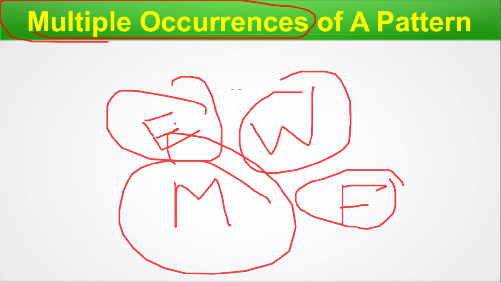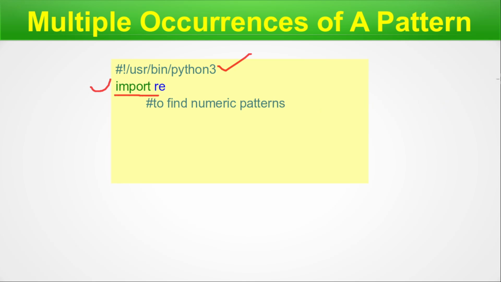But to find those occurrences, we have to do a multiple occurrences search. So a simple code will be shown here, not the log file one, which you can develop at your end when you are proficient in Python coding. Here goes our first line, that is the interpreter obviously. Next one is the most important line, import re. And here we are finding the numeric patterns.